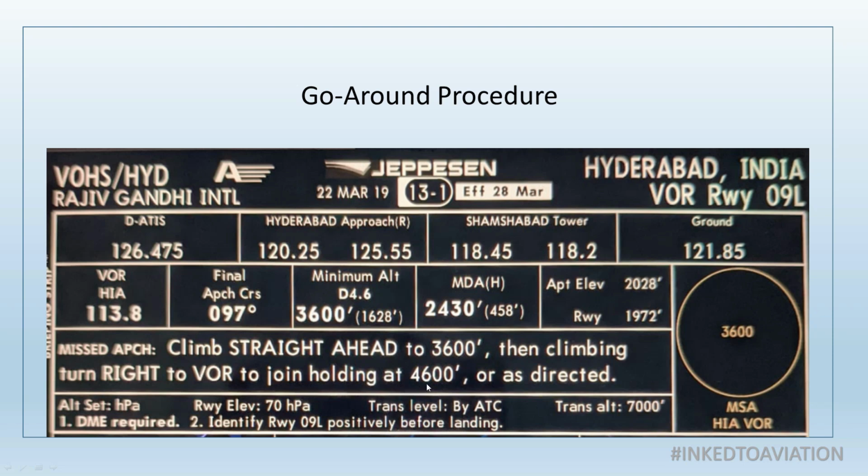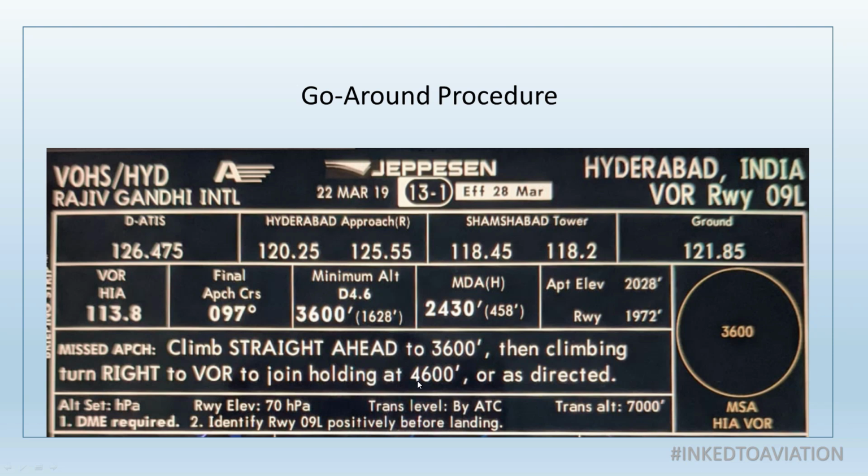Now if you are coming in to land at Rajiv Gandhi International Airport, Hyderabad, for VOR runway 09 left, and if you happen to perform a go around at any given point of time in the approach phase, you're supposed to follow this blindly. You're supposed to climb straight ahead to 3600 feet, then climbing turn to right to VOR to join hold at 4600. If ATC doesn't allow you to do this, they'll give you a new procedure and you're supposed to follow that go around procedure. But if they have not said anything, you're supposed to perform this particular maneuver, and this is what comes as a part of your pre-flight briefing or your approach briefing.